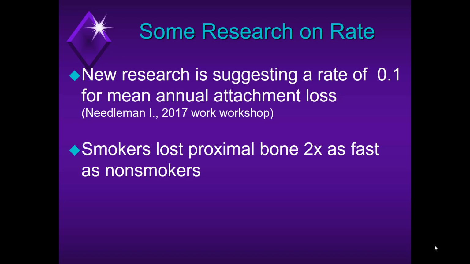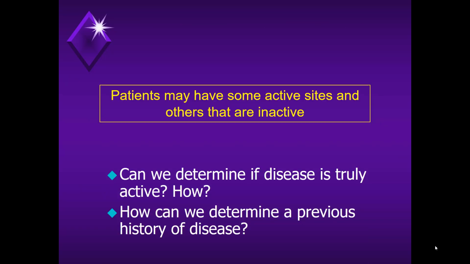So in 2017, Needleman reported that the annual rate is 0.1 for attachment loss, and that smokers tend to lose bone twice as fast as non-smokers do. So now patients may have active and inactive sites, like I mentioned, and then now how do you know and how do you determine this? And what's the difference between someone who is in an inactive state of perio? Well, the easiest answer is, as far as activity, we're not 100% sure.